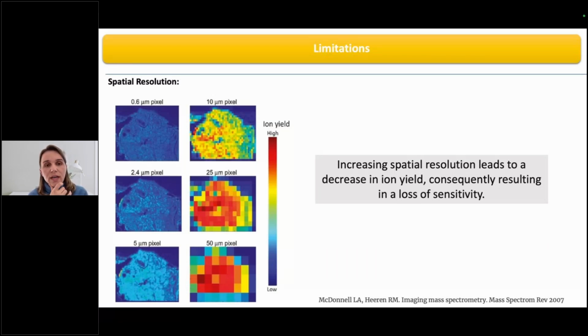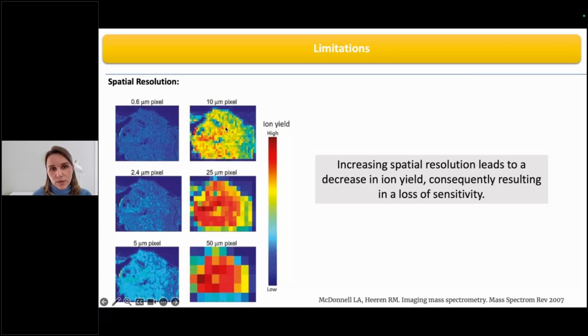Most importantly, of course, these techniques have lots of benefits for us, but I want to point out that they also have lots of limitations. The first one is the spatial resolution. In this very nice publication, I found a comparison of different spatial resolutions of specific biological samples. And we can see here, for instance, that when we increase our resolution, when we go up to 50 micron pixel, we have a high abundance of the ion yield.